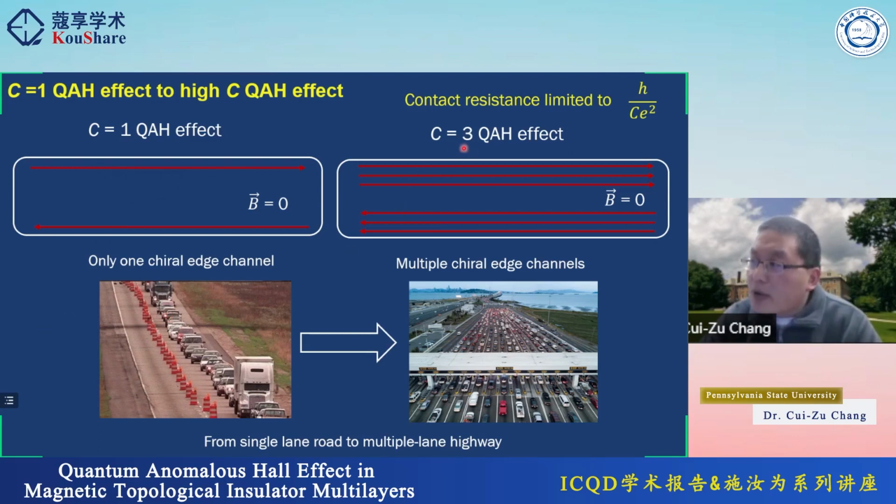And for the high Chern number, we take the C equals 3 high Chern number quantum anomalous Hall effect as an example. There are three chiral edge states. In high Chern number quantum anomalous Hall insulators, there are several chiral edge states. It will greatly reduce the time if you want to drive from the highway to the downtown, just like this.